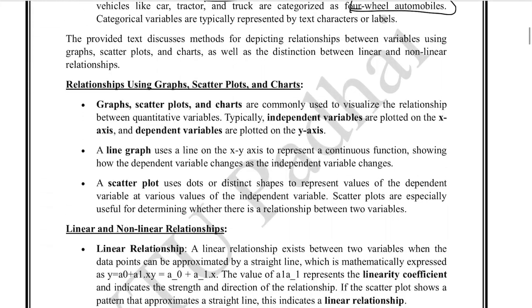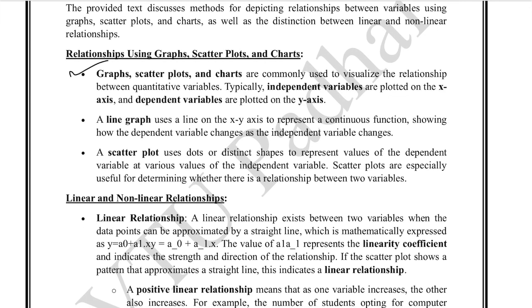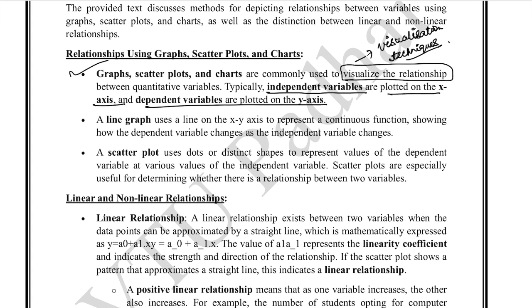Next, you have the relationship using graphs, scatter plots, and charts. These are mainly used to visualize the relationship; they are all related to visualization techniques. Then, visualize the relationship between the quantitative variables. The independent variables are plotted on the x-axis, and dependent variables are mainly plotted on the y-axis. That means you have to remember that on the x-axis we have all the independent variables, and on the y-axis we have all the dependent variables.